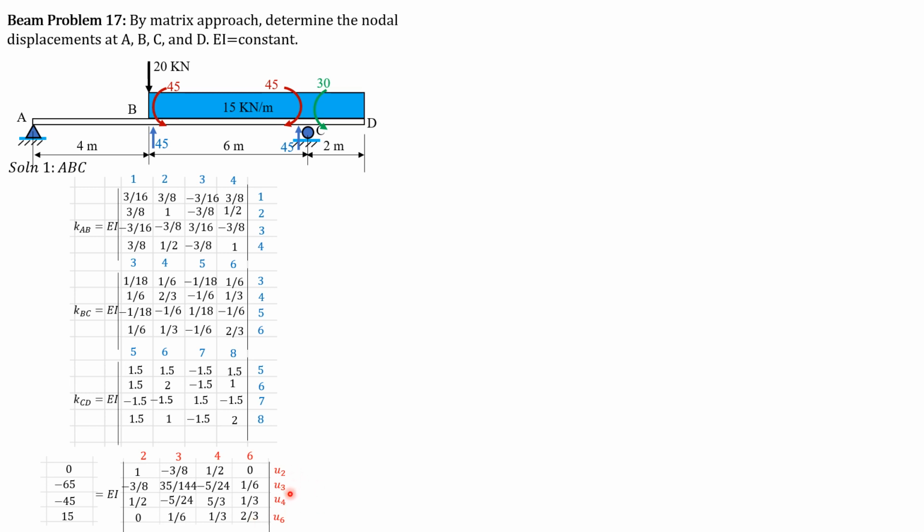Therefore, we can now compute U2, U3, U4, U6, which correspond to theta A, delta B, theta B, and theta C, as the product of the inverse of this matrix and this 4 by 1 force matrix here. With your calculator, you can now solve these values and they are equal to theta A, negative 447 over EI, delta B, negative 1404 over EI, theta B, negative 159 over EI, and theta C, 453 over EI.